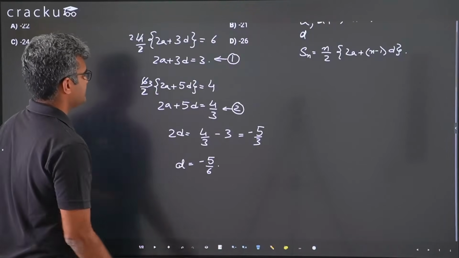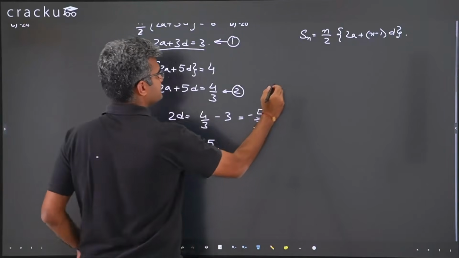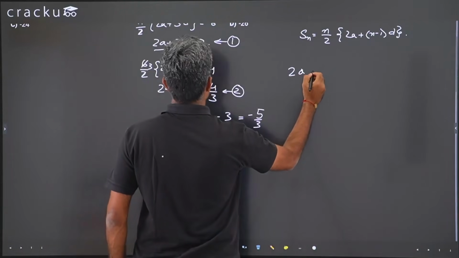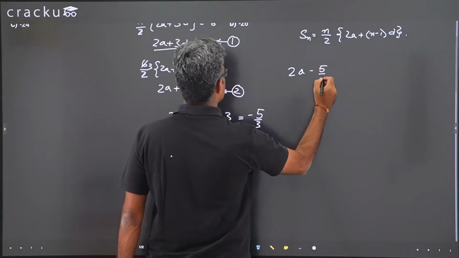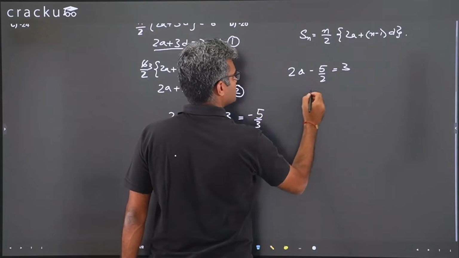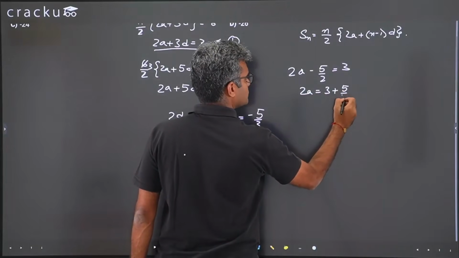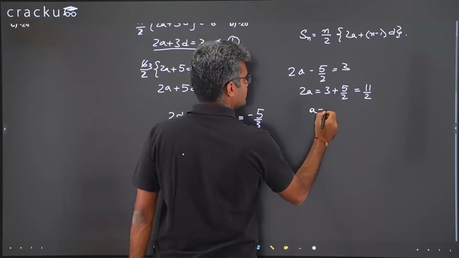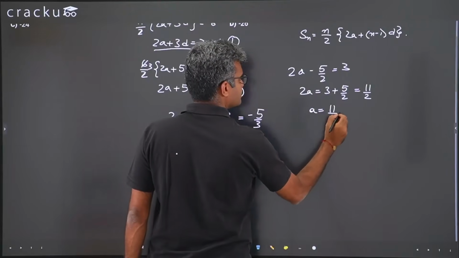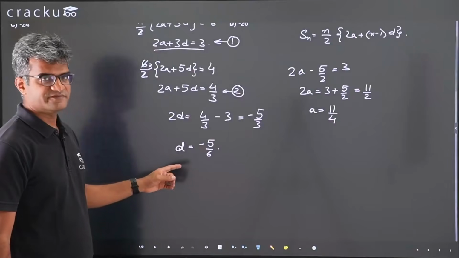Now, what is the value of 2a then? 2a plus 3d, this will be minus 5 by 2, is equal to 3, or 2a is equal to 3 plus 5 by 2, which is equal to 11 by 2. So the value of a is 11 by 4. So the first term is 11 by 4, the common difference is minus 5 by 6.